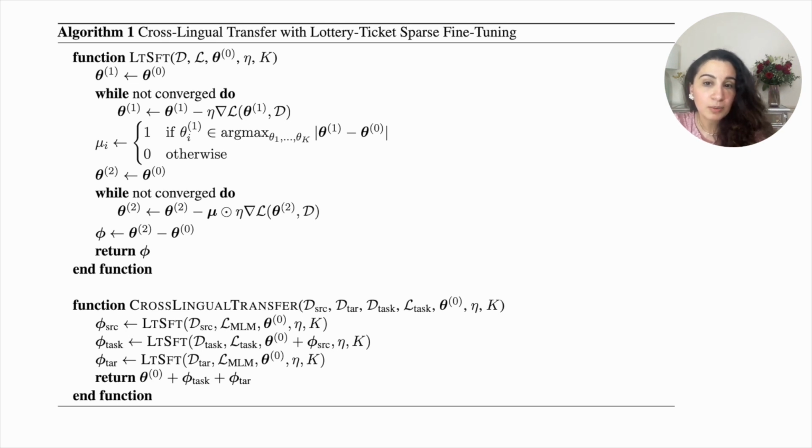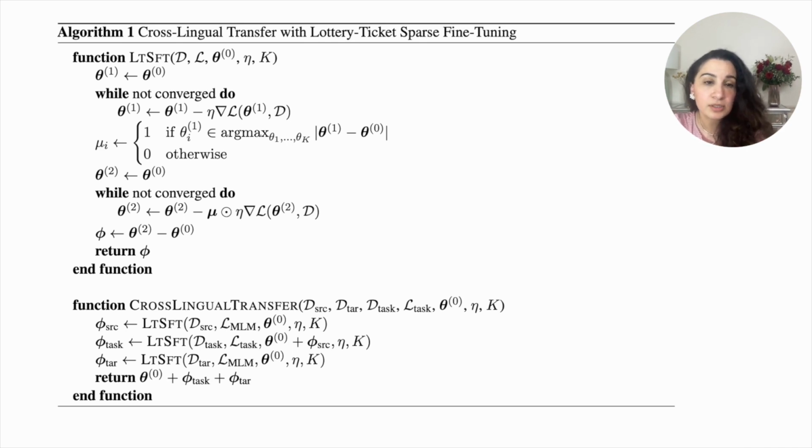These are the K parameters for which mu is not zero. In the second stage, we start training with the pre-trained parameter values, but only update the parameters for which mu is not zero. The rest of the parameters are frozen. After the second stage of fine-tuning is complete, we obtain the parameter vector phi by subtracting theta 0 from theta 2. This is done separately for every language and for every task.